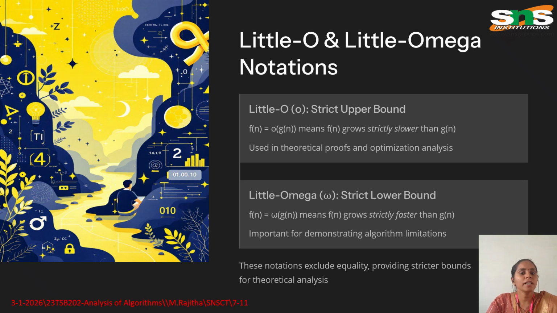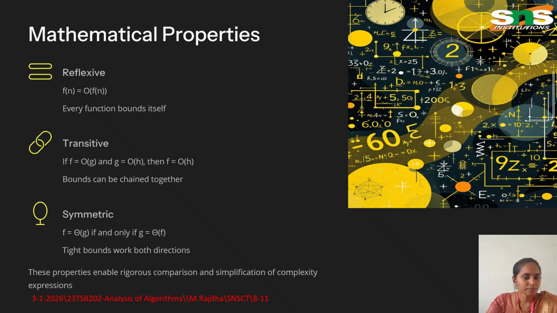And little o and little omega notation. Little o notation represents a strict upper bound, meaning the function grows strictly slower than another. Little omega represents a strict lower bound, meaning it grows strictly faster. These notations are mainly used in theoretical analysis and research. They help compare algorithms more precisely when equality is not allowed.